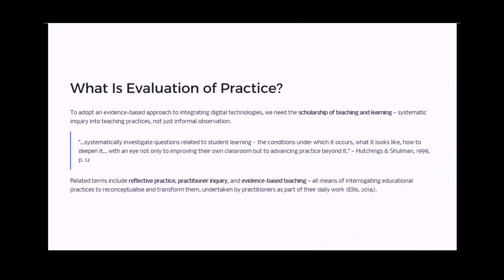So just in terms of what evaluation of practice is, it's about adopting an evidence-based approach to determine how technologies impact our student learning. And we're looking at using the scholarship of teaching and learning and the science of learning to adopt a systematic process. It's used interchangeably, so the scholarship of teaching and learning, the science of learning, reflective practice, practitioner inquiry and evidence-based decision-making are all ways of saying the same thing. Basically it's about interrogating educational practice with a view to reconceptualising or transforming your own practice and looking at the impact of technology on those.